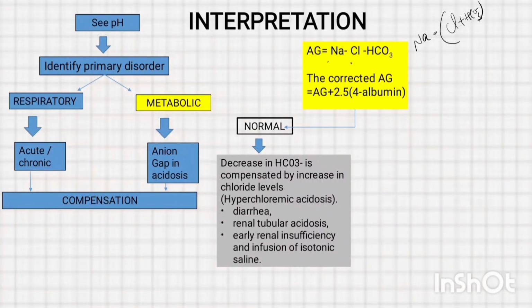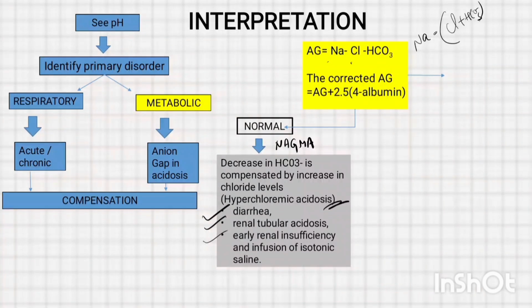And corrected anion gap is done when albumin is low in a patient. Then we will do corrected anion gap. Now I am telling you it is normal, means normal anion gap metabolic acidosis, NAGMA. Then what does happen in this situation? There will be decrease in bicarbonate. So there will be compensatory increase in chloride levels. This is hyperchloremic acidosis. When do we see this? In cases of diarrhea, renal tubular acidosis and early renal insufficiencies.